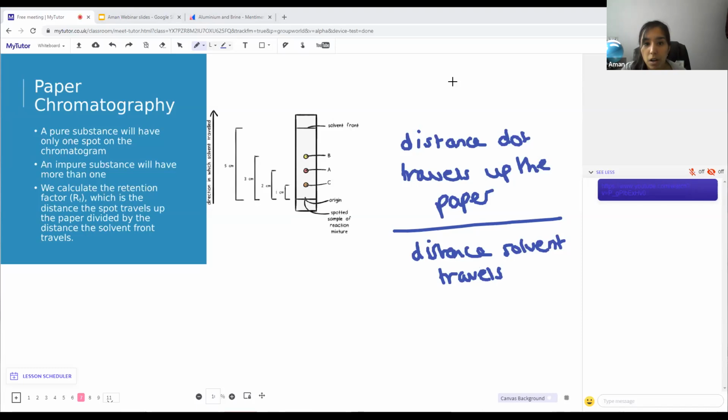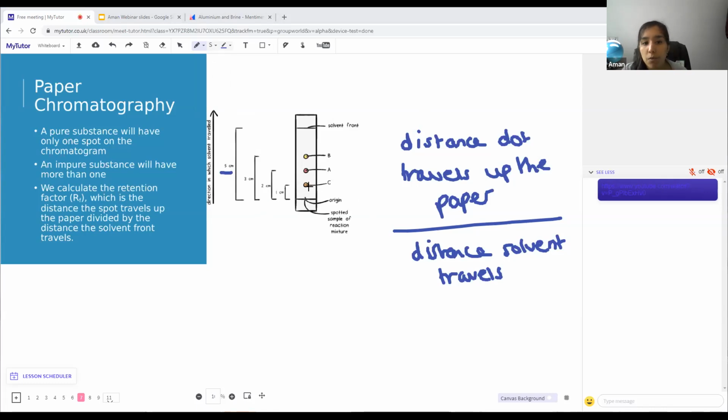Okay, so that's the calculation: the distance the dot travels up the paper divided by the distance the solvent travels. If we have a look at this question here, we can see that the distance the solvent travels is 5 centimetres, and the distances that each of these blobs travels are 1, 2, and 3 respectively. Can the solvent be in powder form? No, not for paper chromatography. It needs to be a liquid of some sort because otherwise the dyes will not separate.